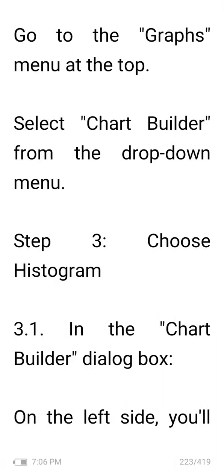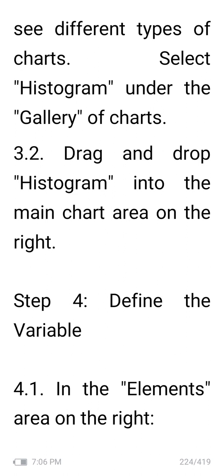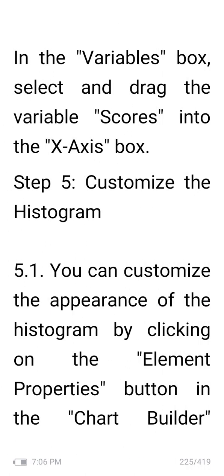Access the chart builder. Go to the Graphs menu at the top. Select chart builder from the drop-down menu, choose histogram. In the chart builder dialog box on the left side, you will see different types of charts. Select histogram under the gallery of charts. Drag and drop histogram into the main chart area. Define the variable in the elements area on the right. In the variables box, select and drag the variable scores into the x-axis box.